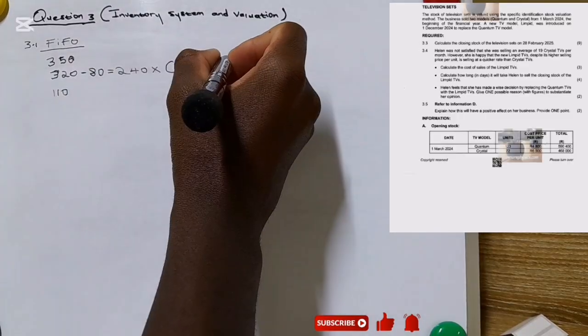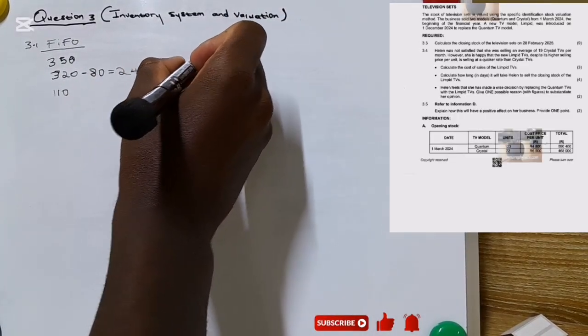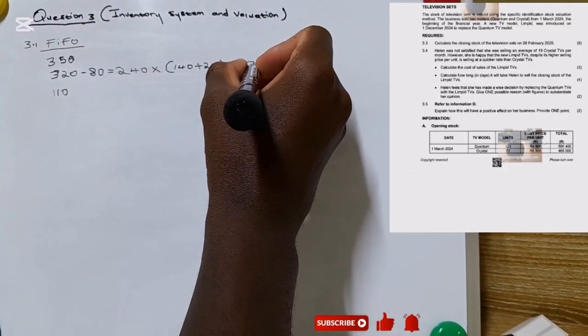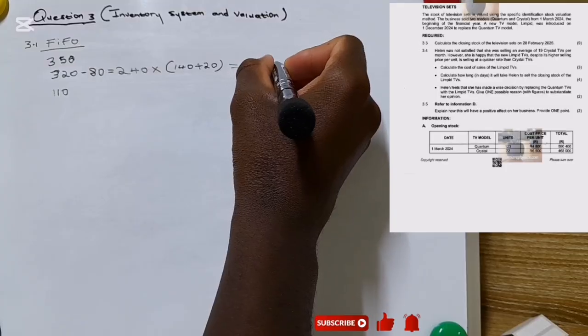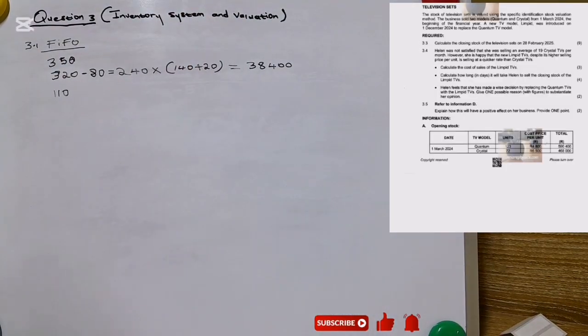So which is going to give us how much? 240 multiplied by 140 plus 20. It's going to give us 8,400. Remember, these are the units for December 2024.